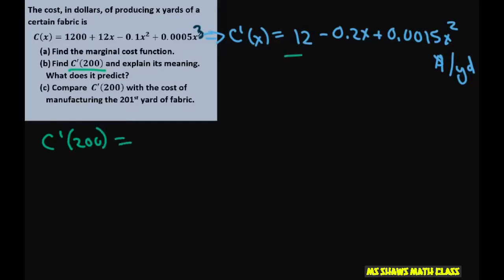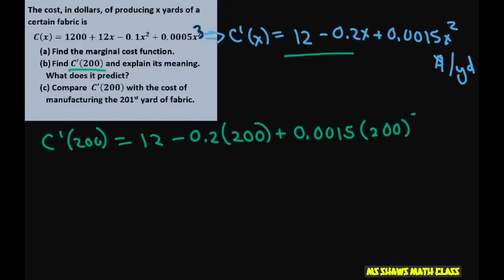So we take this equation, so that's going to be 12 minus 0.2 times 200 plus 0.0015 times 200 squared. That's going to give you $32 per yard. So that's what that is.